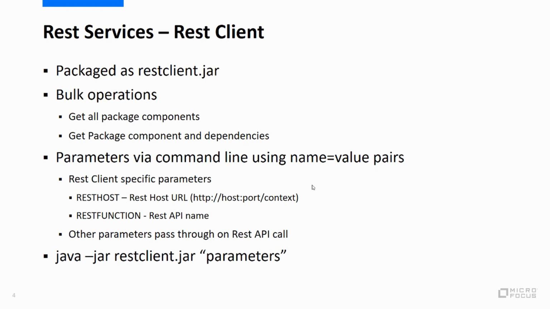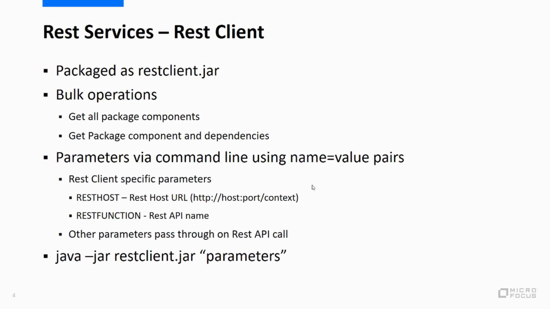As I mentioned, we provide a REST client. It's packaged as restclient.jar. Its focus is bulk operations. There's a service that will download all package components to your local machine. There's also a service that will get a package component and all of its dependencies and download them to your local machine. Parameters are passed via the command line using name value pairs.